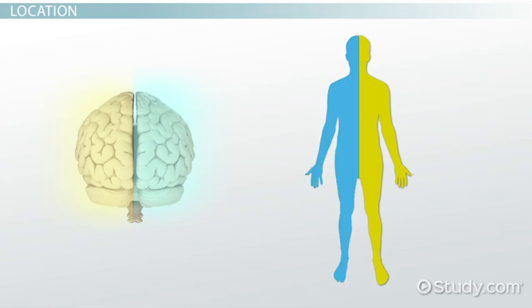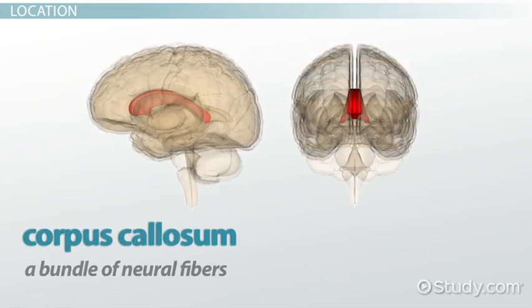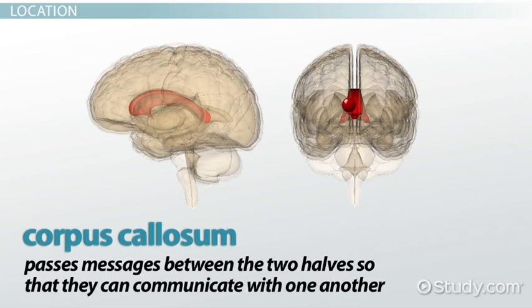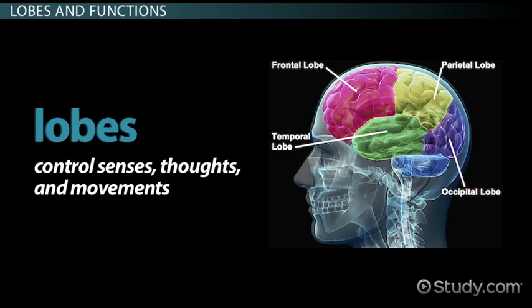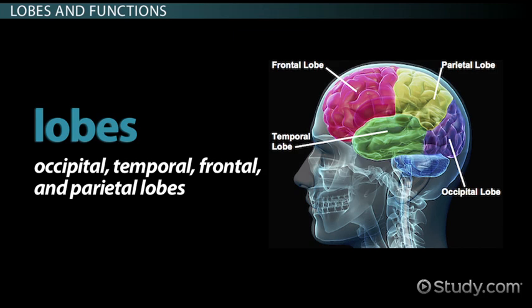The two halves are linked by the corpus callosum, a bundle of neural fibers. The corpus callosum passes messages between the two halves so that they can communicate with each other. The cerebrum is divided into 4 regions called lobes that control senses, thoughts, and movements. The 4 lobes are the occipital, temporal, frontal, and parietal lobes. Although each lobe has a different task to perform, they all must work together.